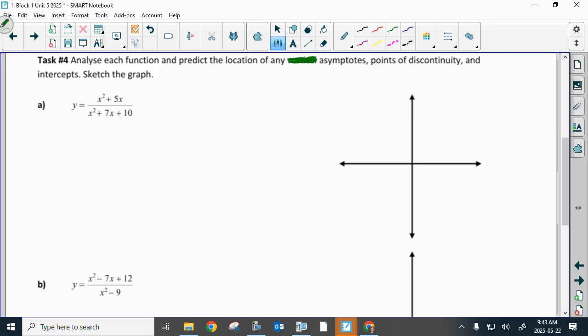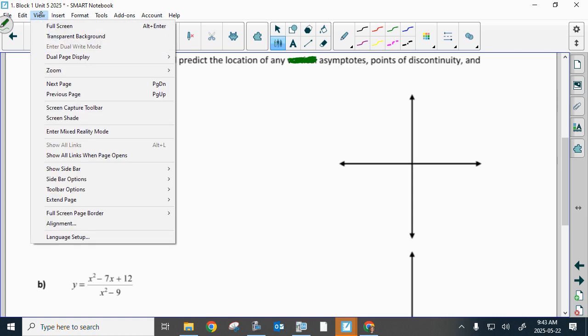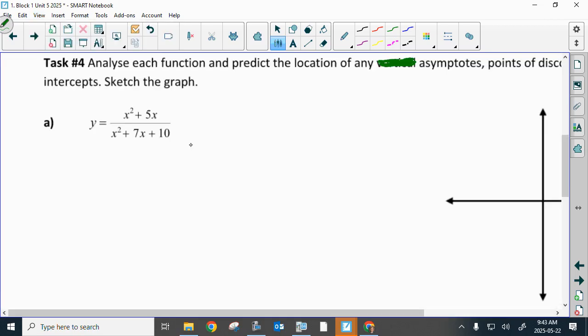When you approach this function from the front, where's your horizontal asymptote? Degree on top is the same as the degree on the bottom. And we are going to state domain and range.